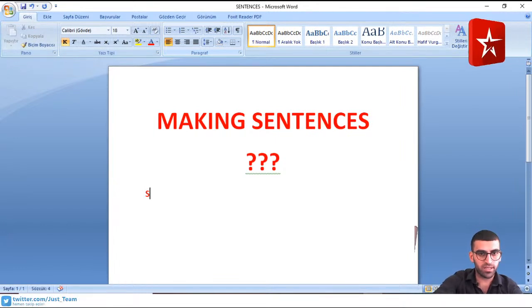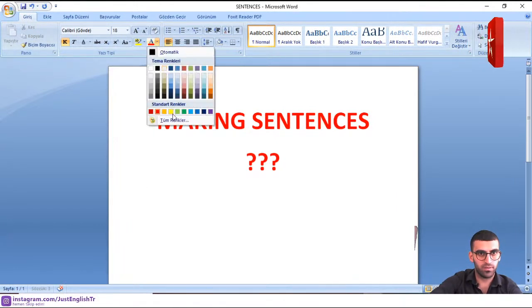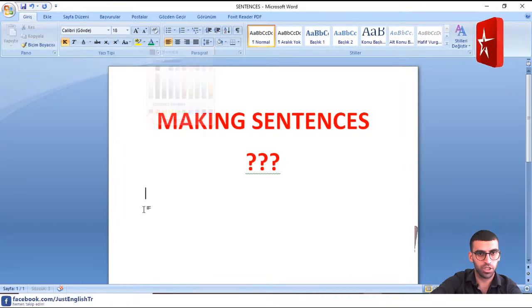So subject plus verb. Let me change the color. Subject plus verb. This is the sentence structure, right? For example, I, let me write object here. Subject, verb, and object. This is the sentence structure.